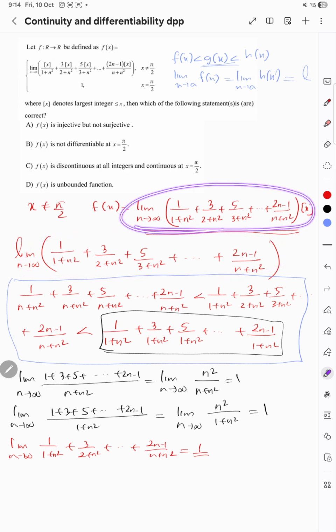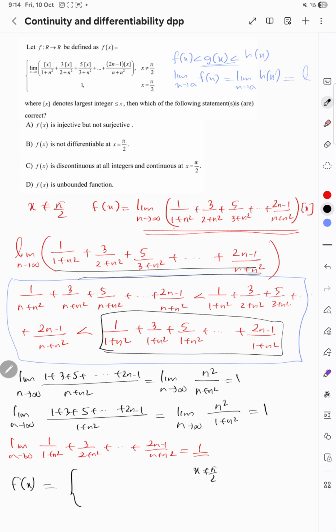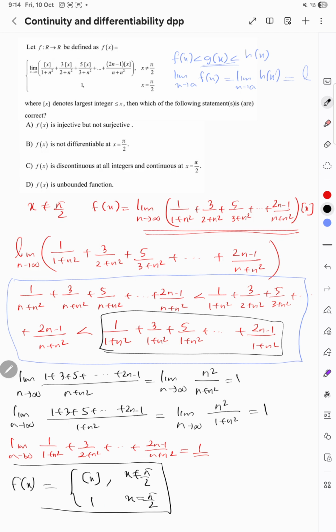So what is your function in this case? 1. Okay, so now I can rewrite this function. What will be my function here? My function is f(x). When x is not equal to pi by 2, it is this into step x, this one into step x. So what will it be? Just step x. So that I got. Now when x equals pi by 2, what is it? 1. So this is my function.